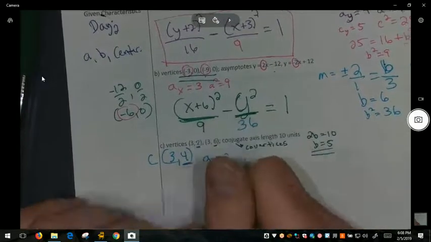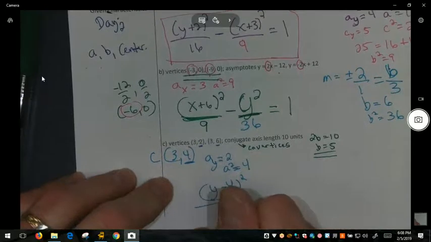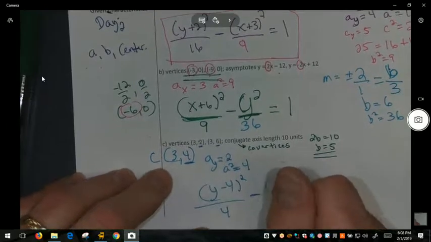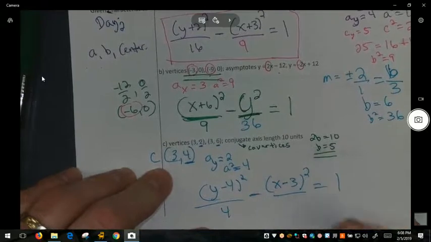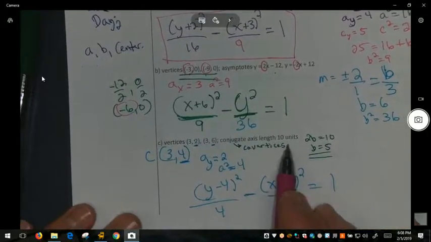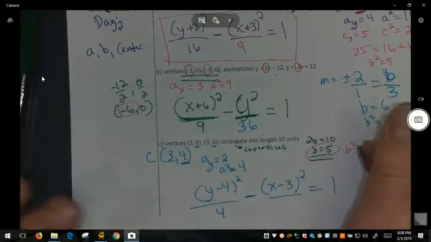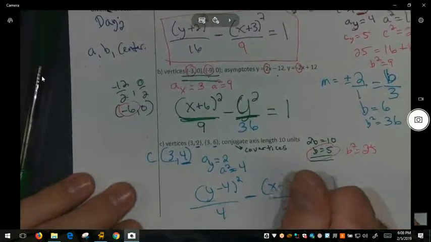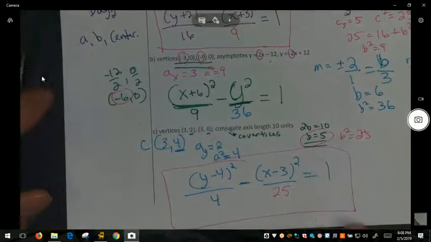So as of right now, we have an equation of y minus 4 quantity squared over 4 minus x minus 3 quantity squared over b squared equals 1. Since we knew the conjugate axis length was 10, the value of b is 5, b squared is 25. So here is the equation for the hyperbola for this example.